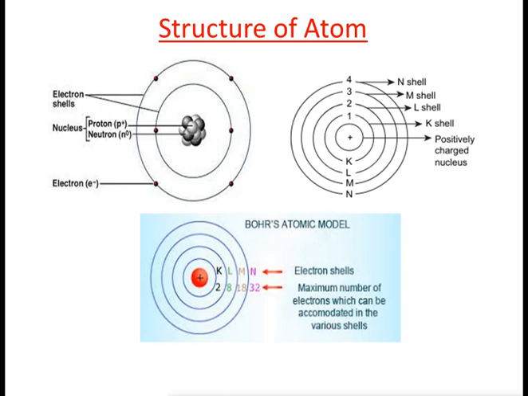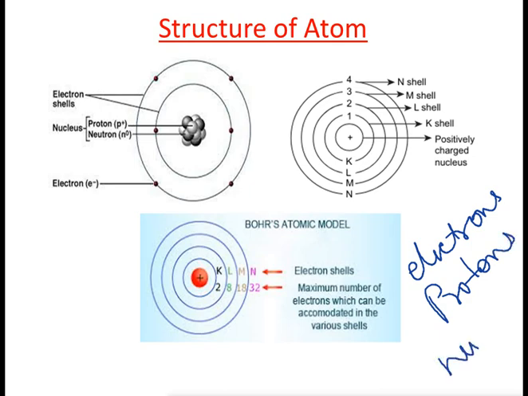We all know that in an atom electrons, protons and neutrons are present, right? These are the three subatomic particles which are present inside an atom. Electrons are negatively charged particles, protons are positively charged particles, and neutrons don't have any charge.